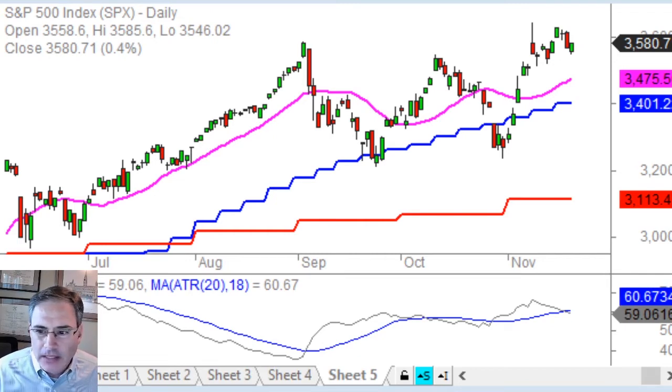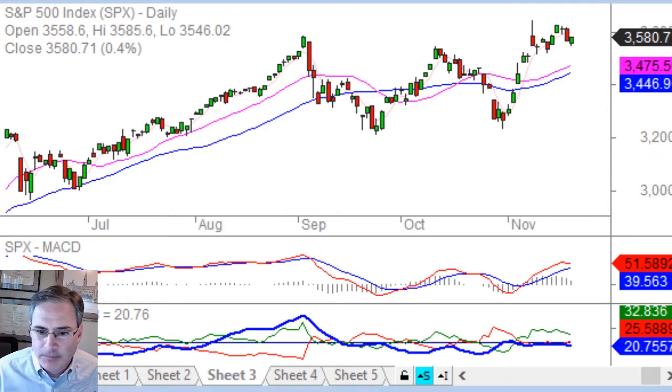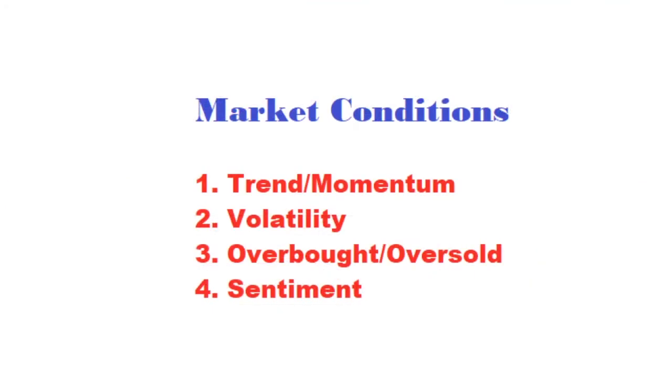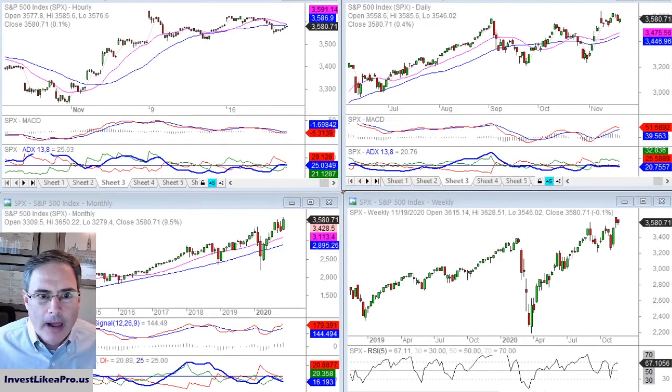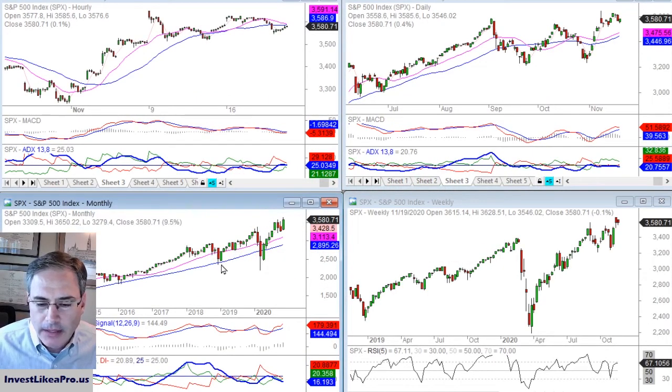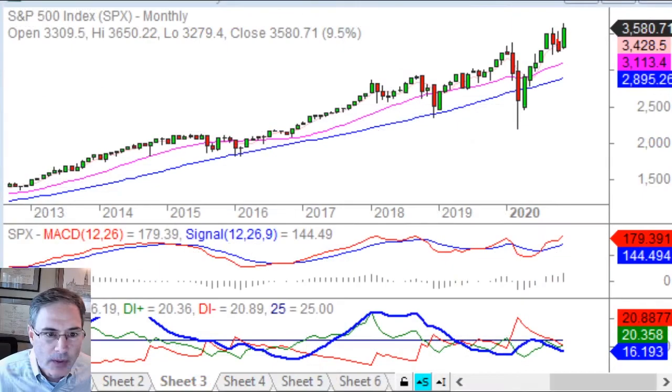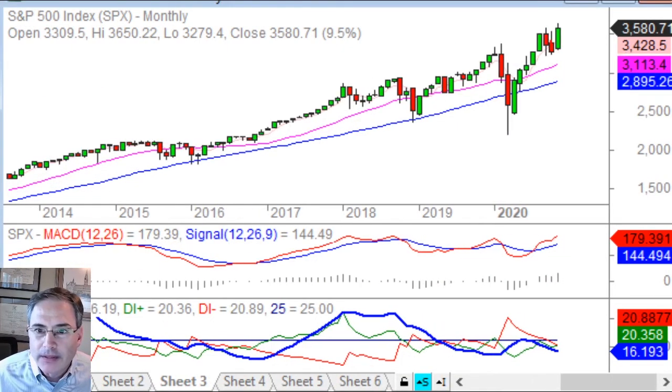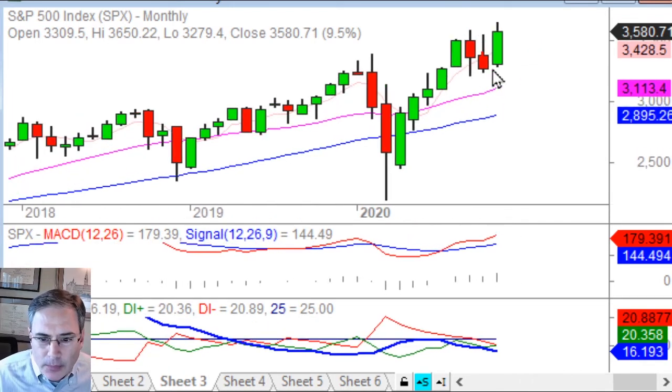Let's go ahead and look at the actual market. Let's go through the market using trend and momentum indicators, and we'll start with the monthly chart. If you notice right now on this monthly, we've got a pretty good month going. It started right near the low of the month. We've got a lot of green. It's been a pretty big bar.